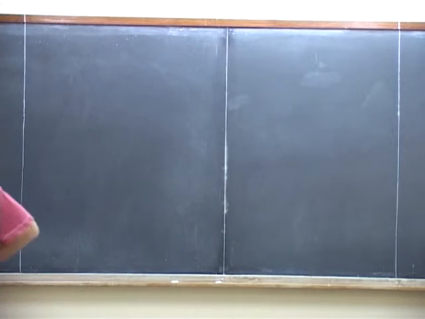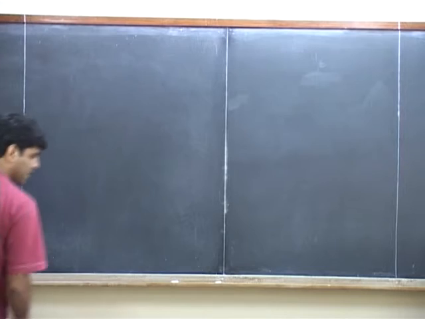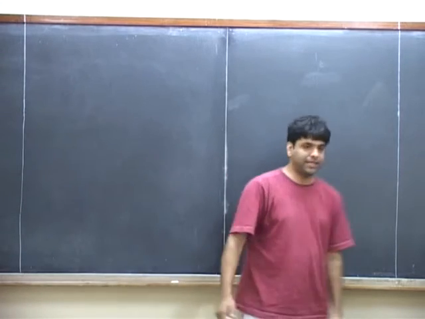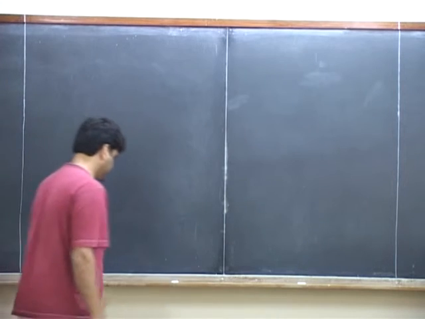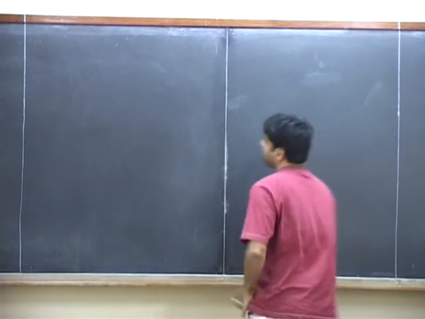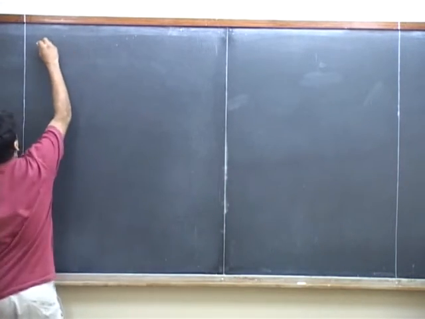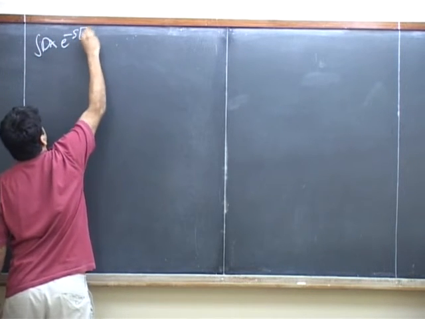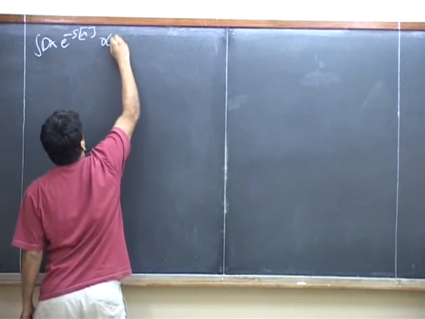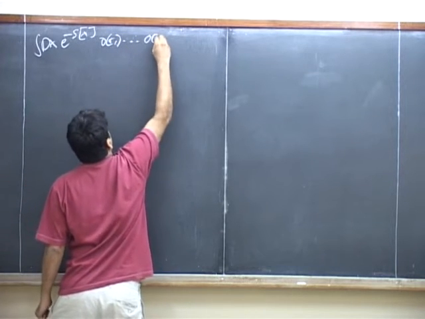So let me quickly remind you of the idea, and then get quickly to the point where we want to be. If you remember, we had a path integral ∫dx e^{-S[x]}, and then some operator insertions O_1(σ_1) through O_n(σ_n).